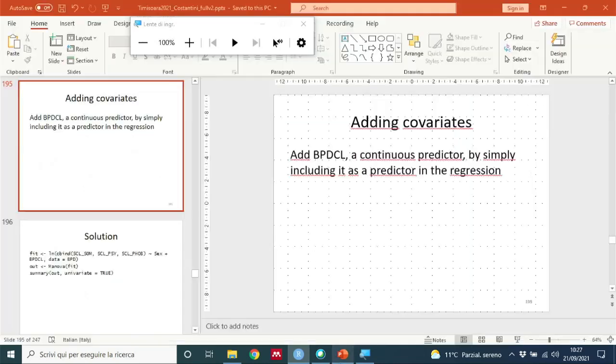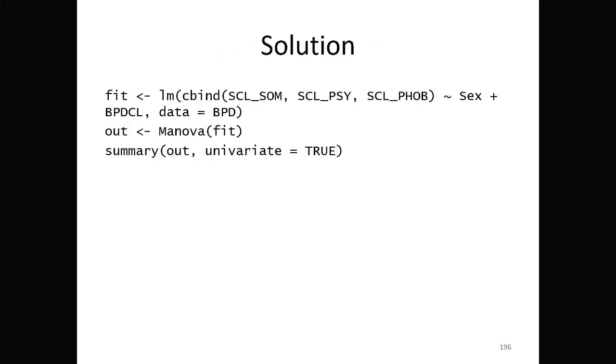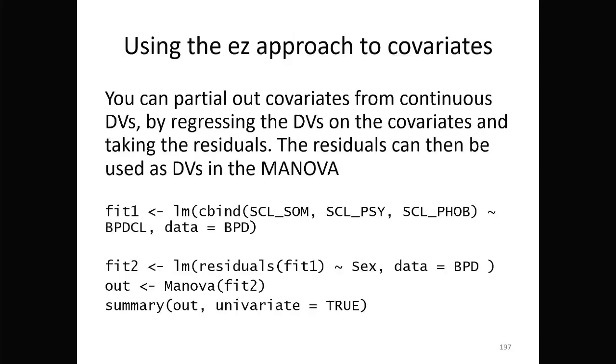And if you want, you can add covariates, and they will be treated as predictors in a regression and not partialed out. So this is just the same thing, but we added another continuous predictor, the borderline personality disorder checklist. These are just made up data, they're not real data. And the syntax is the same, except that you now also have a continuous predictor. So I won't show that to you now because I think we are out of time. Yes, 3 minutes. Just what I need.